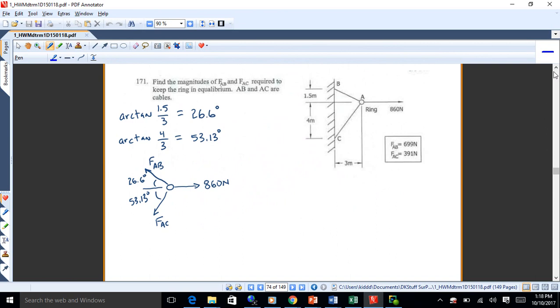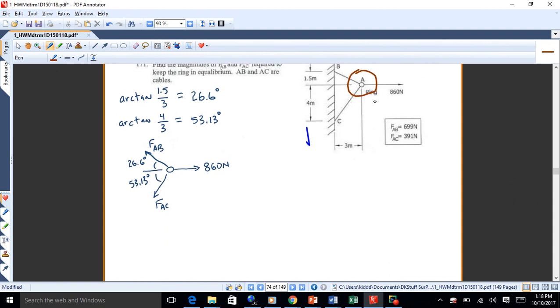All right, so on 171, what you want to do here is draw a free body diagram of the ring. When you draw a free body diagram, you put a boundary around the object. Anything you cut through has the potential to create a contact force. So I cut through those 3 cables, so each one of those can create a force. Remember, cables pull is what they do. So we've got each of those cables pulling.